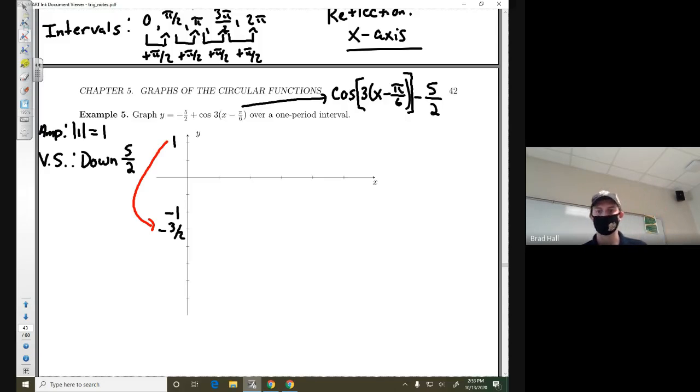So that's down 5/2 units. Then what about -1? What is -1 shifted down 5/2 units? It's -7/2. So that's 3/2, 4/2, 5/2, 6/2, 7/2. It's merely a subtraction. It's down 5/2, which means take the original amplitude boundaries and you're subtracting them by 5/2.